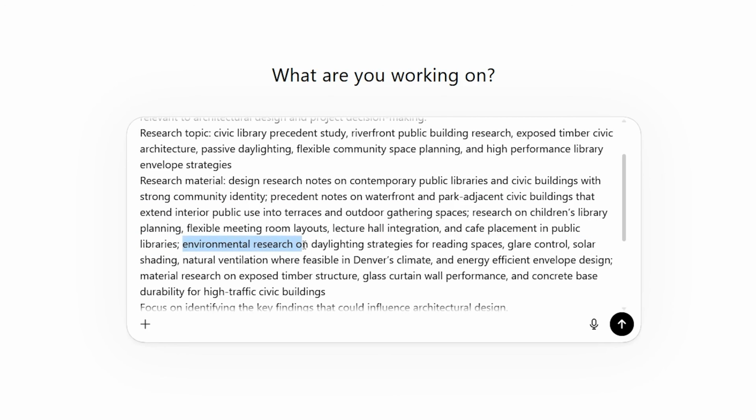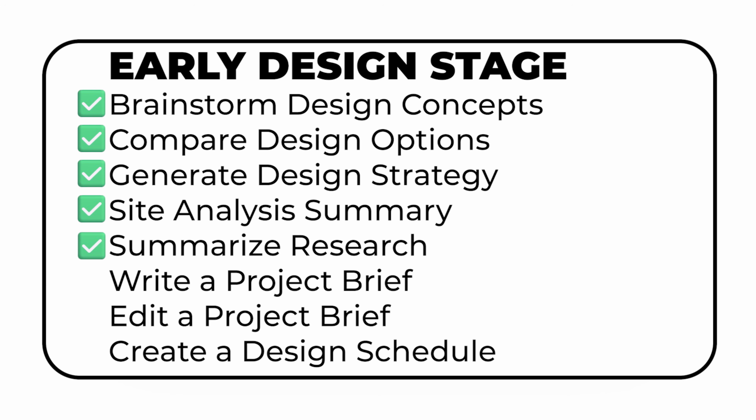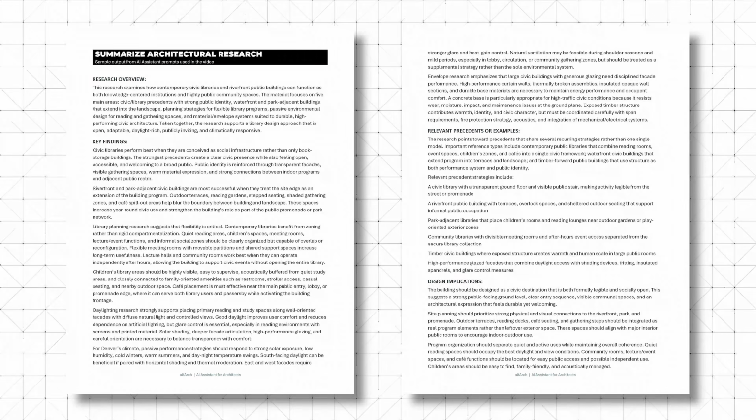I want environmental research on daylighting strategies for reading spaces, glare control, solar shading, natural ventilation when feasible in Denver's climate, and energy-efficient envelope designs. I want material research on exposed timber structure, glass curtain wall performance, and concrete-based durability for high-traffic civic buildings. After you're done, press Enter or click Send.